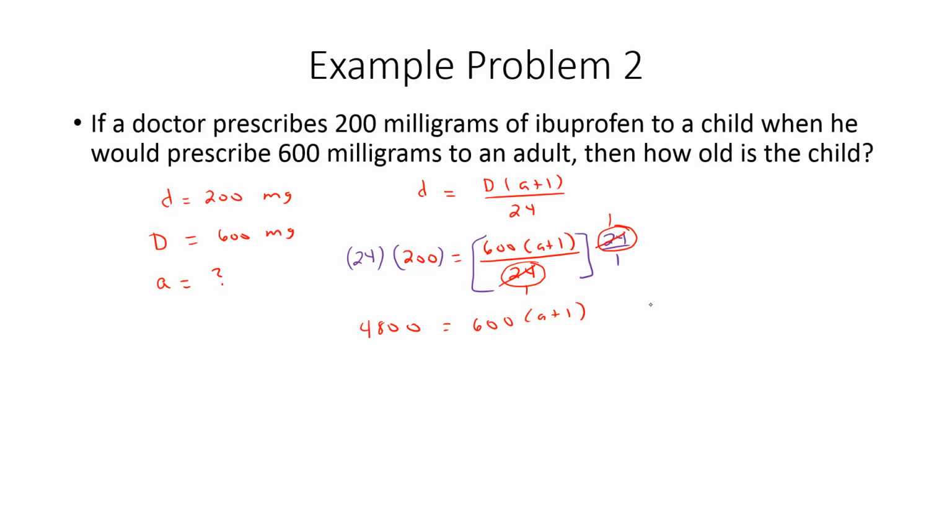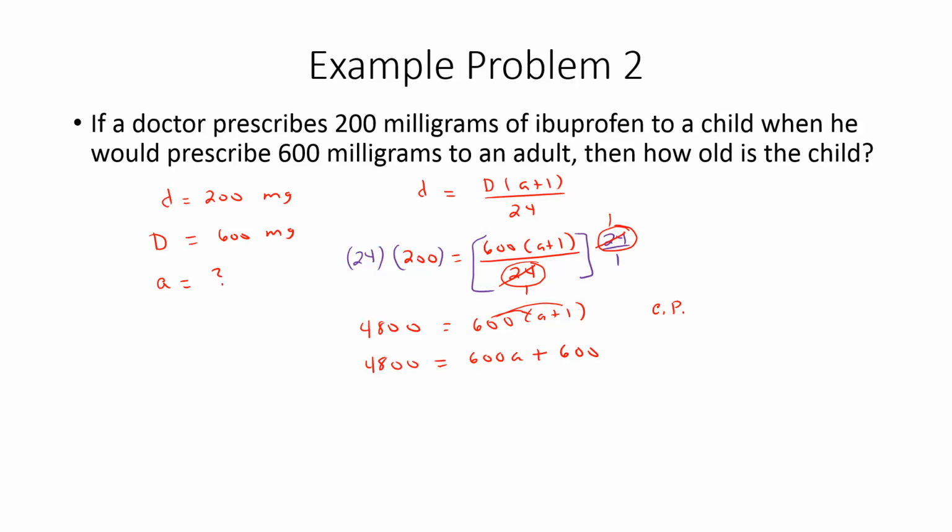So my next step would be to clear my parentheses by using my distributive property. So I would multiply 600 times A, which is 600A, and then 600 times 1, which is 600.